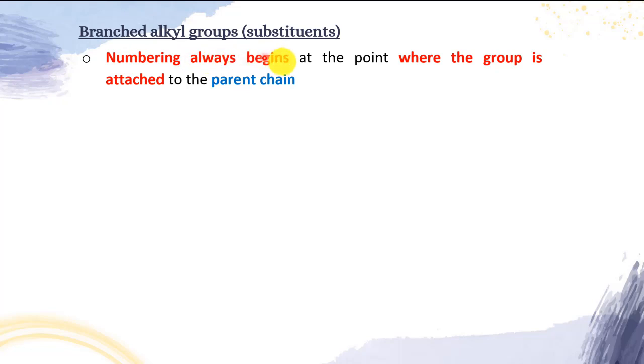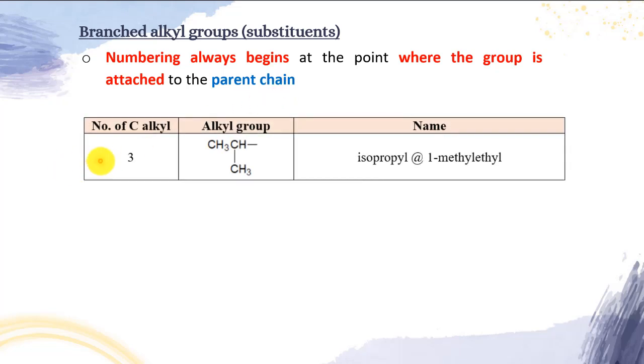The numbering will always begin at the point where the group is attached to the parent chain. We start off with three carbons in the alkyl group substituent. The structure looks like this: CH3, CH, CH3, and then this bond connects to the parent chain. The name of this structure is isopropyl, or 1-methylethyl. In 1-methyl, this carbon on the parent chain is your carbon number 1, this is your carbon number 2, and methyl behaves as the substituent. So 1-methylethyl, or another word, isopropyl.